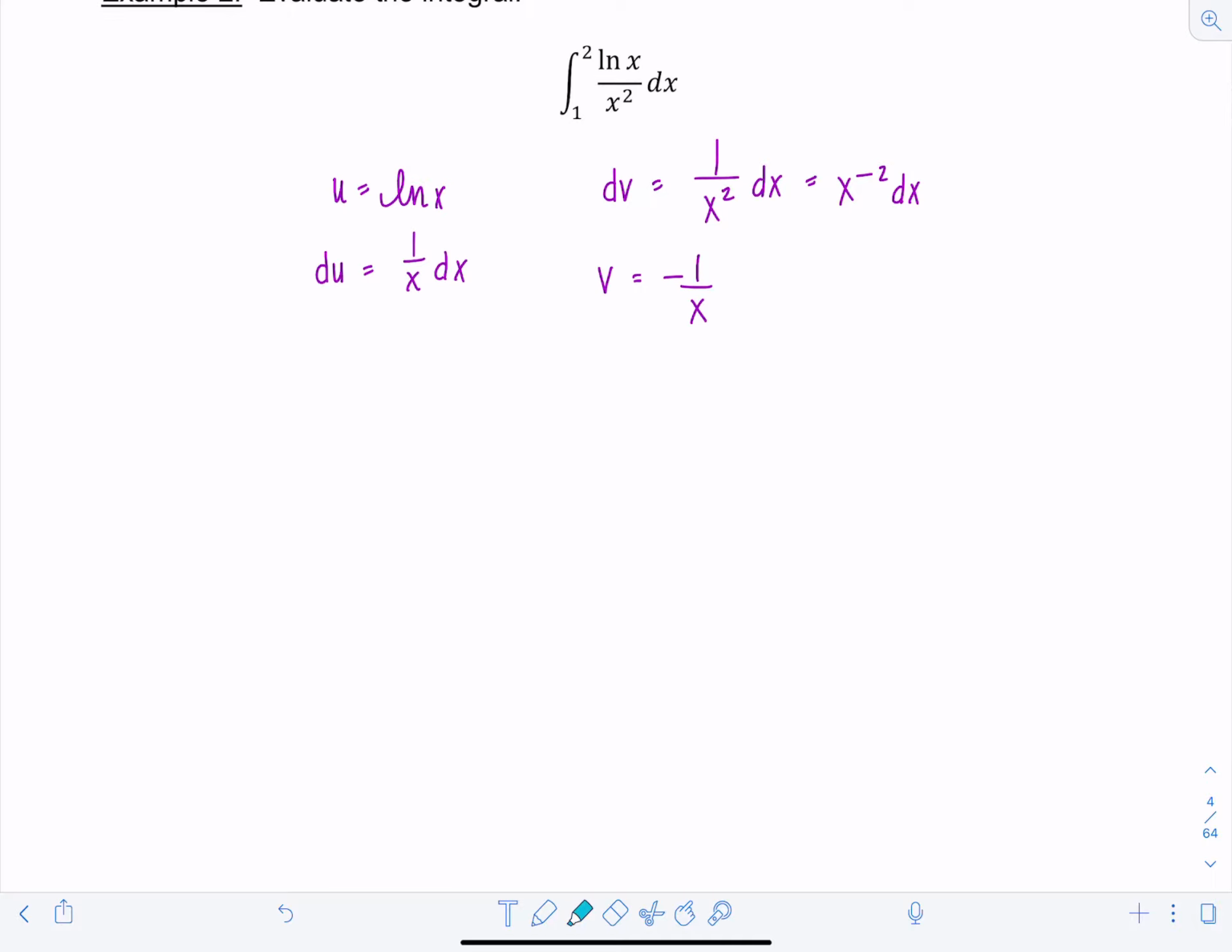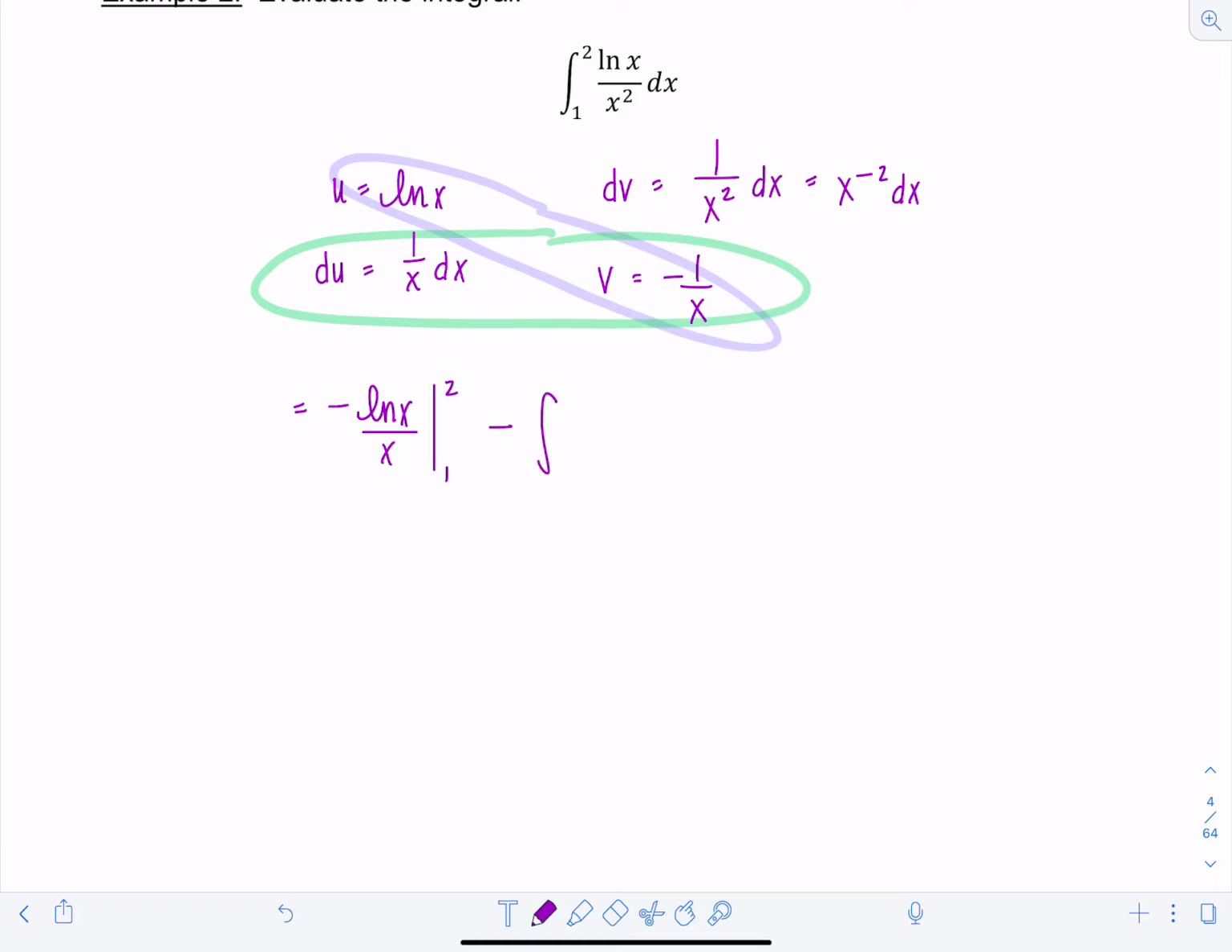All right, so here we go. We're going to take u times v, so this diagonal. I'm going to write it as negative ln of x divided by x. And remember this, I don't need to anti-differentiate, right? Just u times v. But I do have to evaluate it from 1 to 2 on our limits of integration. And then I have minus the integral of the product of du and v, or v du. So that's going to be negative 1 over x times 1 over x is 1 over x squared dx, and the limits are from 1 to 2.